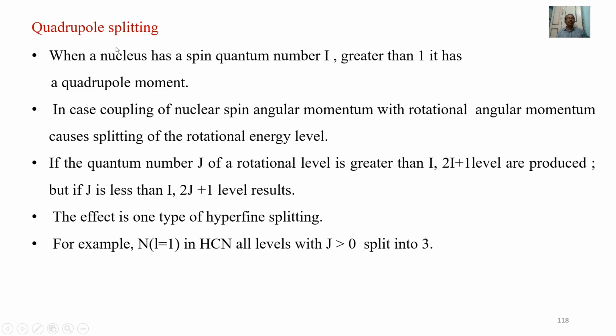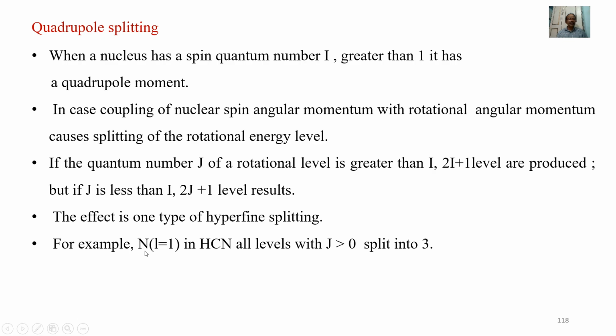Quadrupole splitting. A nucleus with a spin quantum number I greater than 1 has a quadrupole moment. In this case, coupling of nuclear spin angular momentum with rotational angular momentum causes splitting of the rotational energy levels in a diatomic molecule. If the quantum number J of a rotational level is greater than I, 2I plus 1 levels are produced. But if J is less than I, 2J plus 1 levels result. This effect is one type of hyperfine splitting.